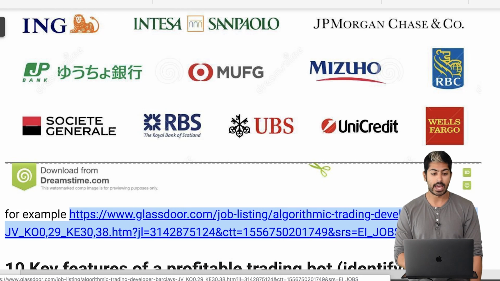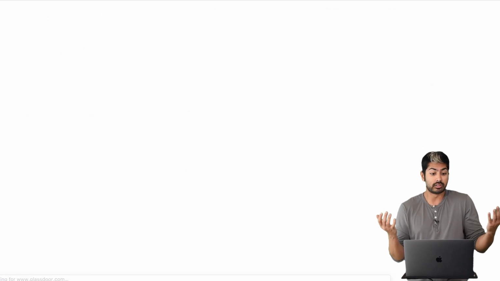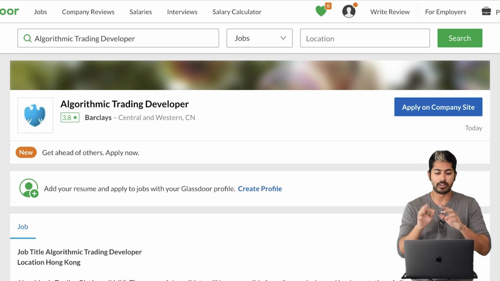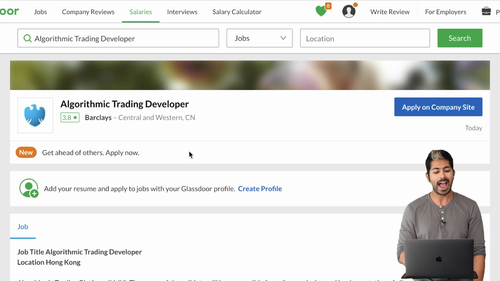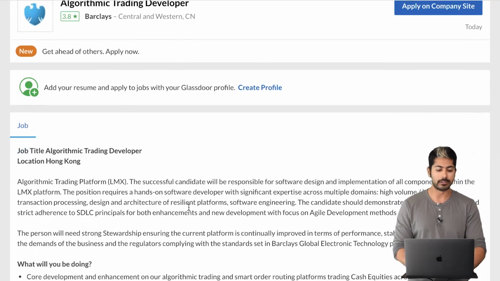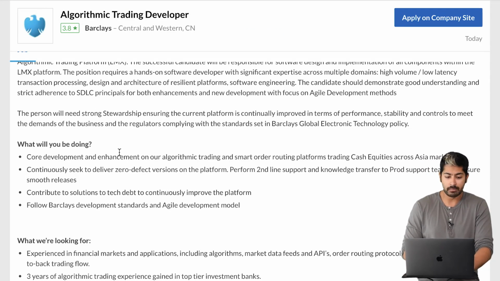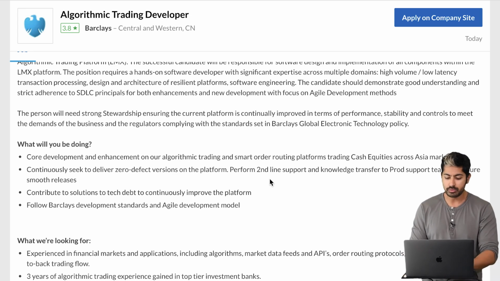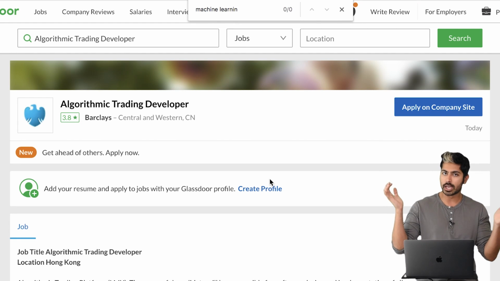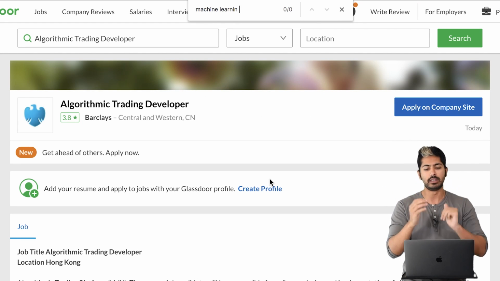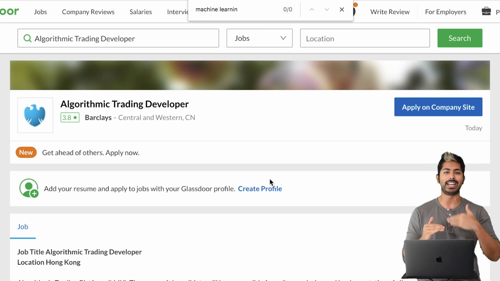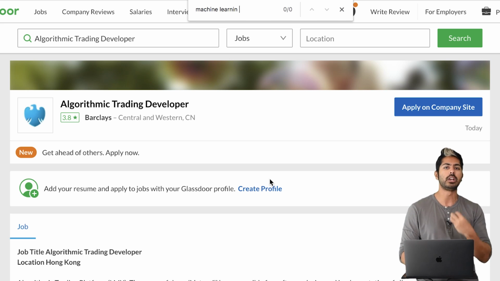And if you don't believe that, then let's go straight to the source. Let's look at what some of these banks are hiring for. I just Googled a random bank and then trading position. And of course, it shows up here: algorithmic trading developer for Barclays. Their job is to do development and enhancement on our algorithmic trading and smart order routing platforms. What I don't see is any mention of machine learning, because they probably don't know much about that. I mean, maybe a little bit, but not as much as us. They don't have the enthusiasm that we do for this technology. So that is our competitive advantage, our knowledge of this technology.